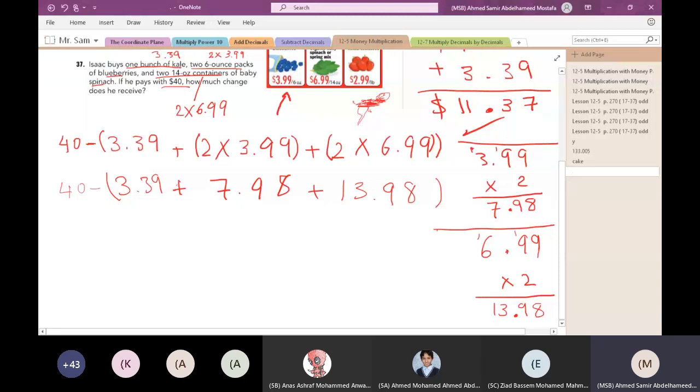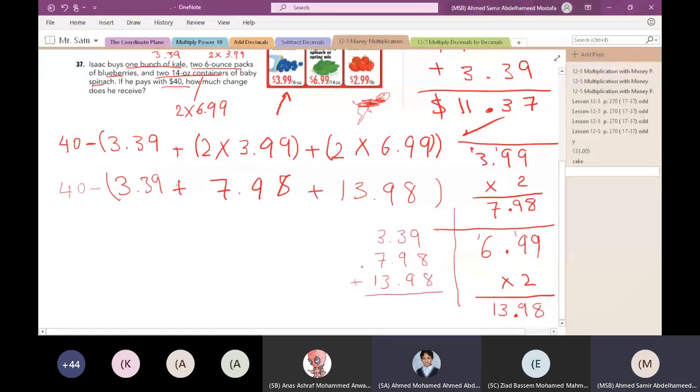So we have here 3.39 plus 7.98. Would you like me to align that for you? Yes. Sure, no worries at all. So let's do it on the side here. 3.39 and 7.98 and 13.98, plus. Let's go.